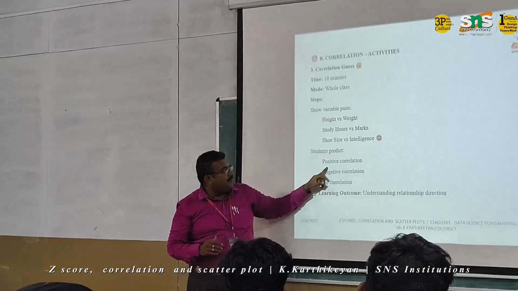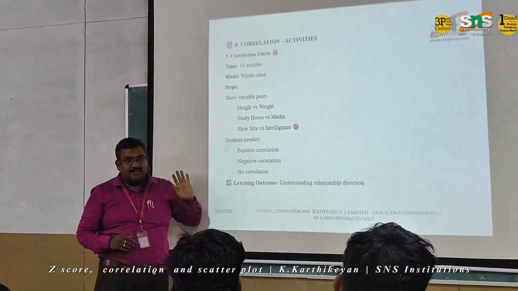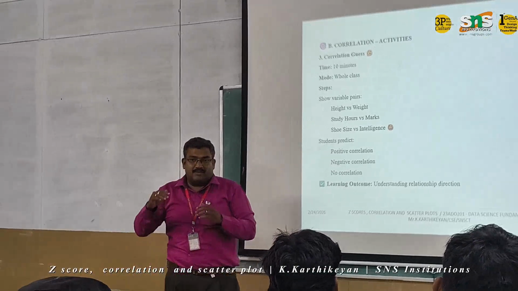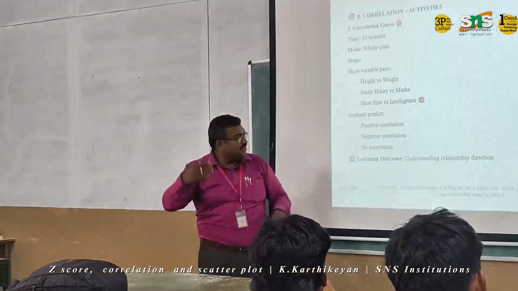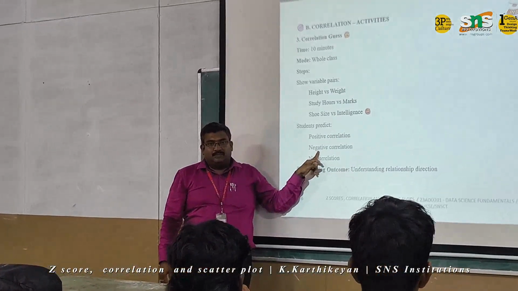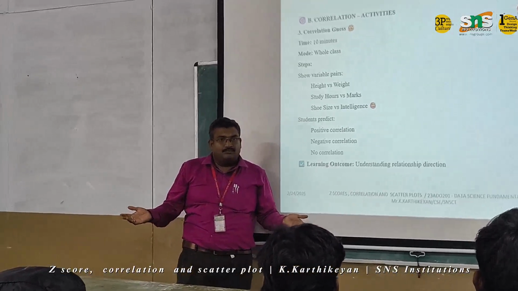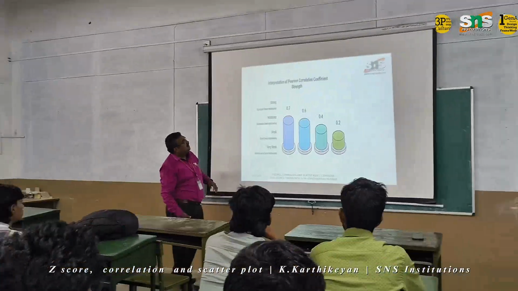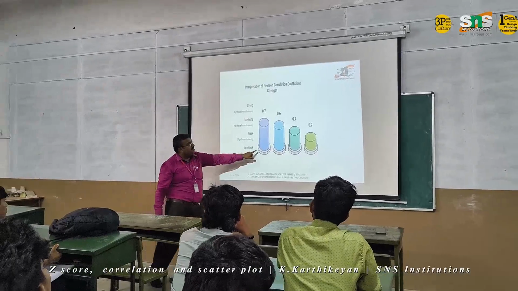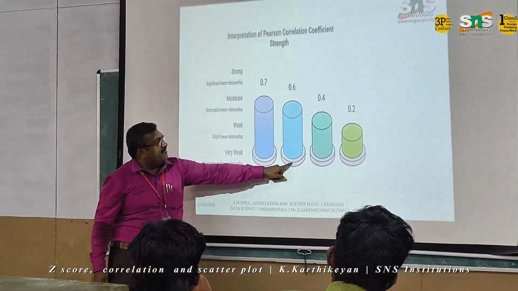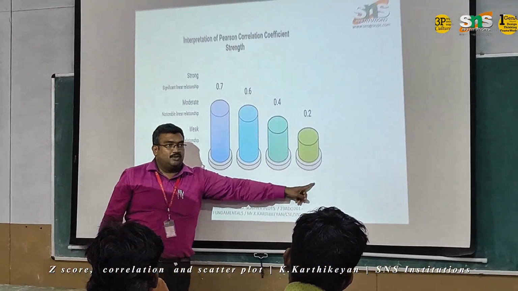Students predict positive correlation, negative correlation, or no correlation. This is a way of identifying. Suppose my height is 160 and my weight is 16. This is positive; more than this, it is negative; otherwise, there is no correlation. The interpretation of the Pearson correlation coefficient: strong above 0.6, moderate 0.6, weak 0.4, and very weak 0.2.